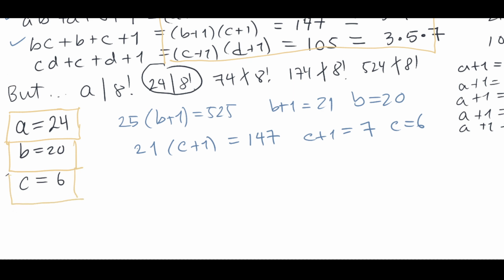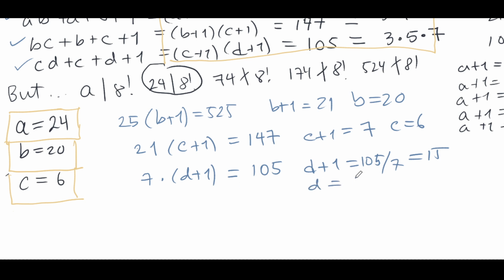And now finally D. What's D? We use formula number 3, our third one. C plus 1 is 7. 7 times D plus 1 is 105. So D plus 1 is 105 divided by 7. What's 105 divided by 7? I hope it's divisible by 7. Okay, let's see. Yes, it is. That's 15. So then D is 14. Okay, let's write that neatly. D is 14. Put a nice box around it. And there we have it.